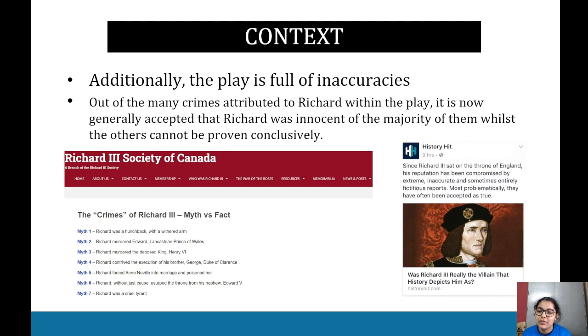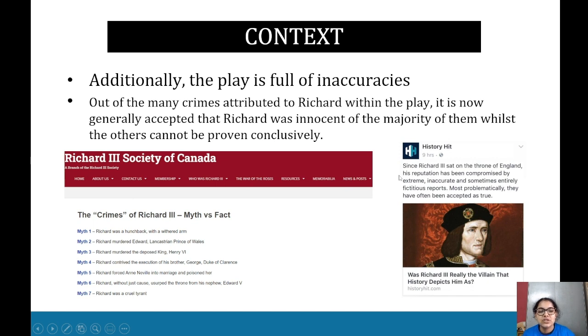Whilst the others cannot be proven conclusively. So, crimes versus myths. We've got all these myths: that Richard was a hunchback with a withered arm; Richard murdered Edward of Lancaster, Prince of Wales; Richard murdered the deposed king; Richard contrived the execution of his brother; Richard forced Anne Neville into marriage and poisoned her; Richard, without just cause, usurped the throne from his nephew Edward V; Richard was a cruel tyrant. It's quite interesting to see that those are all myths, and that's what the whole play revolves around. Richard murdered his brothers, his nephews, forcefully married Anne, and we'll get to that. But you can see what's happening here.